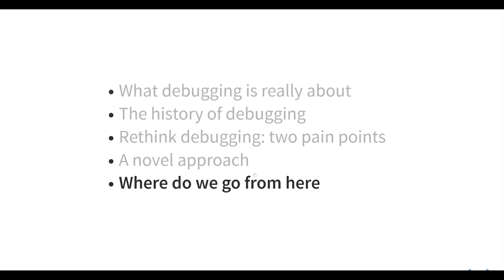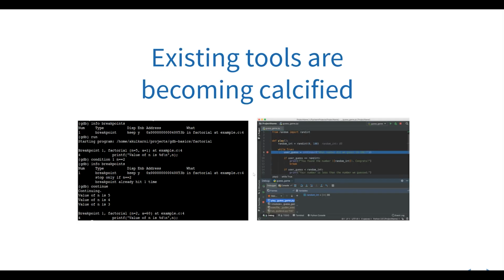So finally, let's talk about where do we go from here. Now is actually a very interesting time. If you think about it, the existing tools are becoming calcified. So on the left, we see a screenshot of GDB. On the right, we see a screenshot of a modern debugger. So you may think that the modern debugger is a lot more advanced than GDB, but actually, they're not that different. The features we have with modern debuggers, like setting breakpoints, step into the program, inspect values. They all exist in GDB. And actually, the concept of a debugger hasn't been changed for a long time.